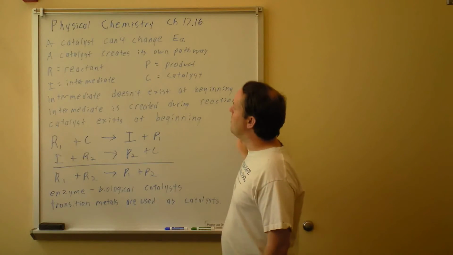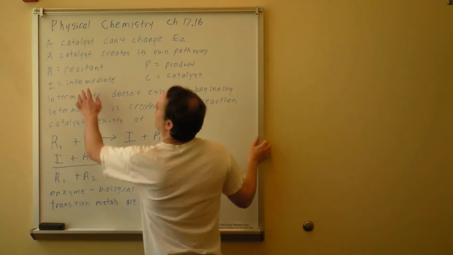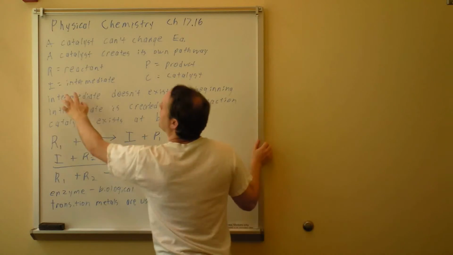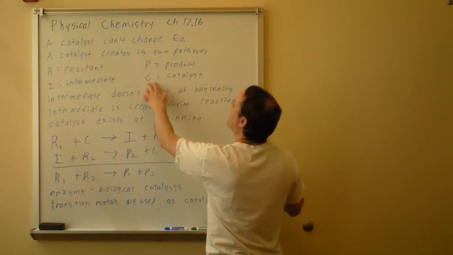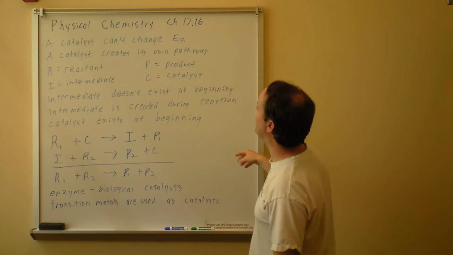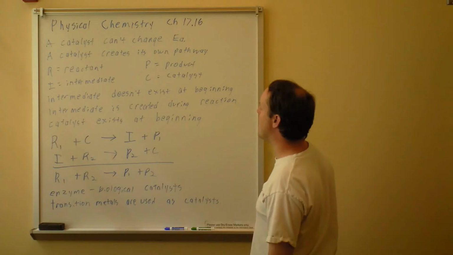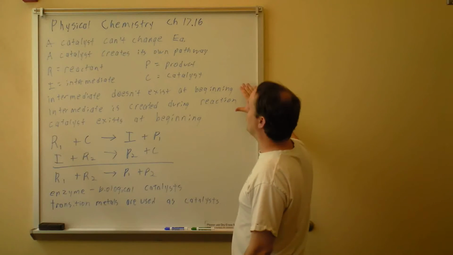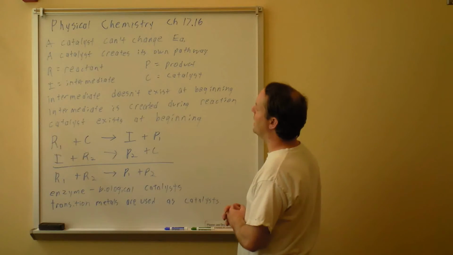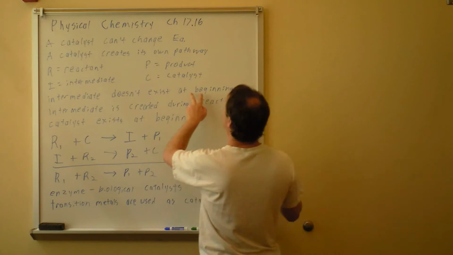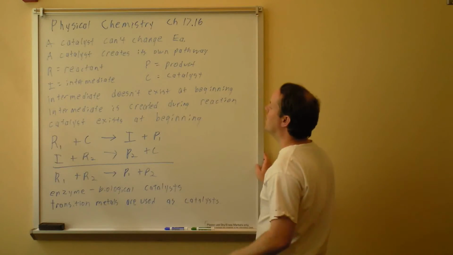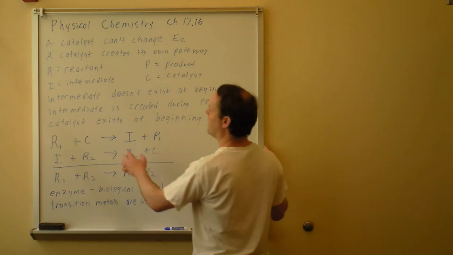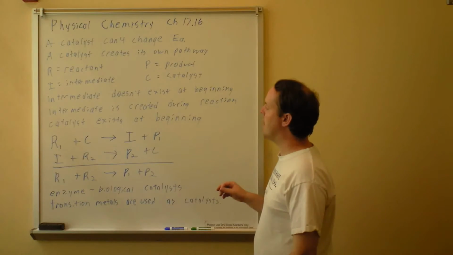So in this section, we're going to be using some abbreviations for brevity. We're going to use capital R to mean any reactant, capital P to mean any product, capital I to mean any intermediate, and capital C to mean any catalyst. You probably figured that out from the graph on the previous slide, but we're going to be doing that throughout the whole section here. Now, to understand the difference between an intermediate and a catalyst, remember, an intermediate does not exist at the beginning of the reaction. An intermediate is created during the reaction. A catalyst does exist at the beginning of the reaction.